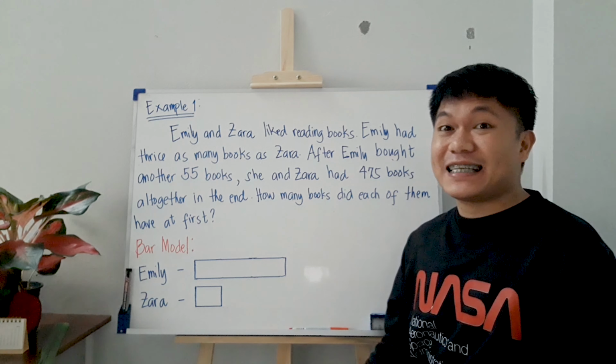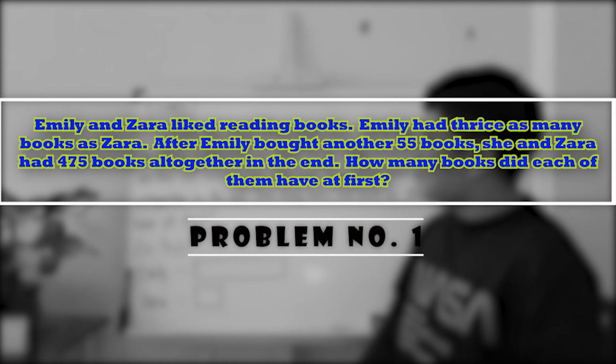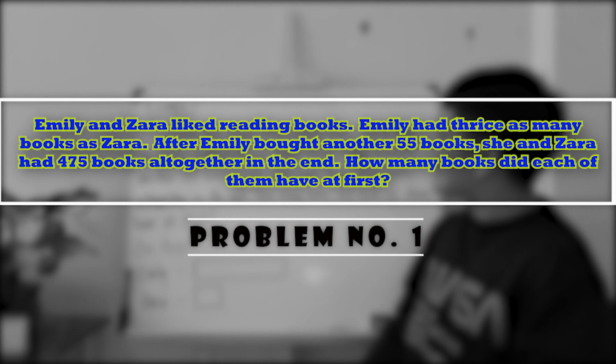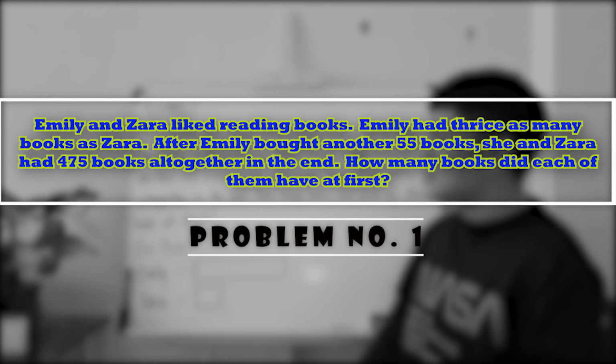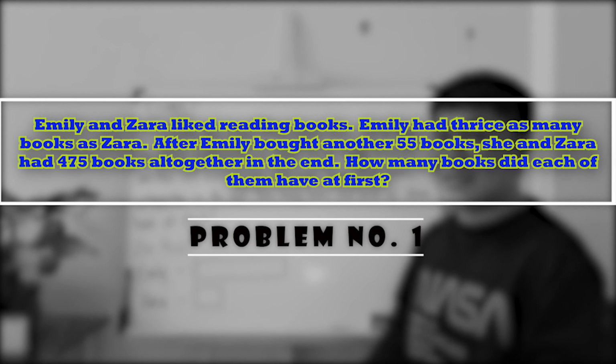So let's have this example number 1. Emily and Zara liked reading books. Emily had twice as many books as Zara. After Emily bought another 55 books, she and Zara had 475 books altogether in the end. How many books did each of them have at first?